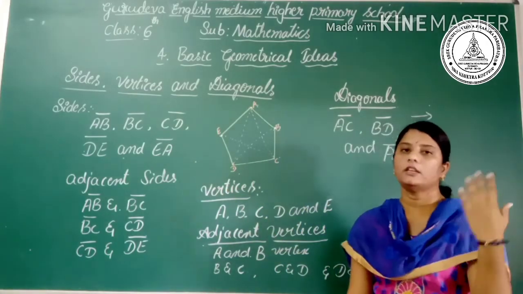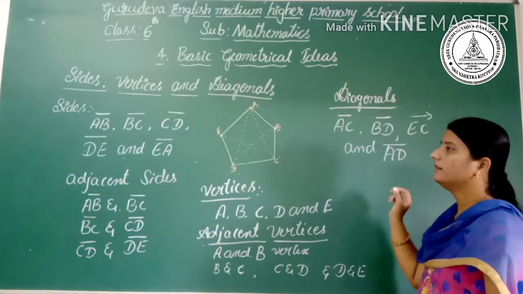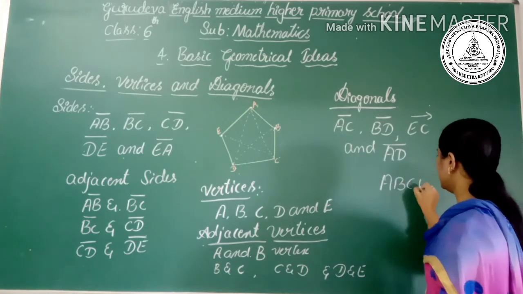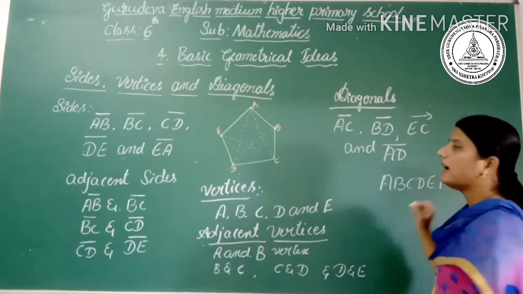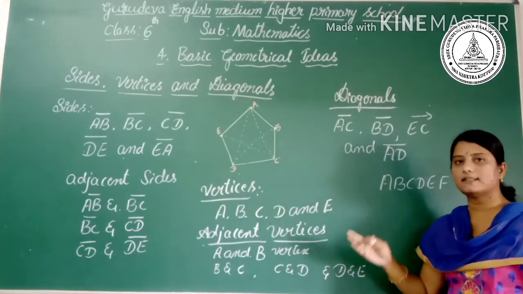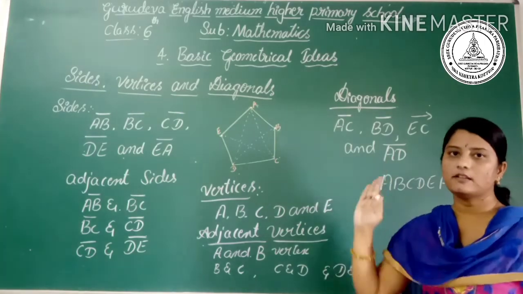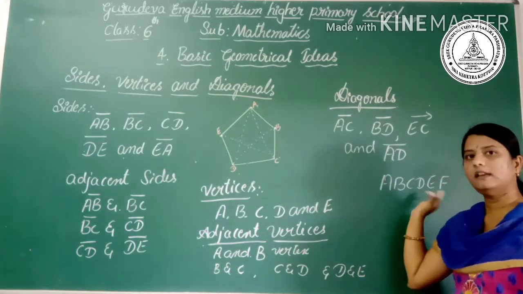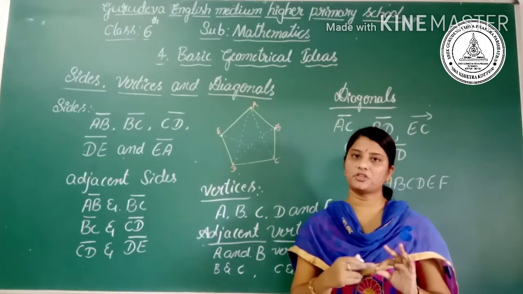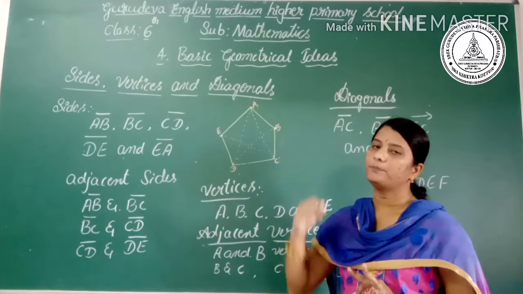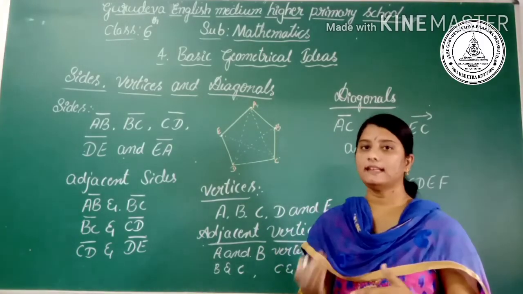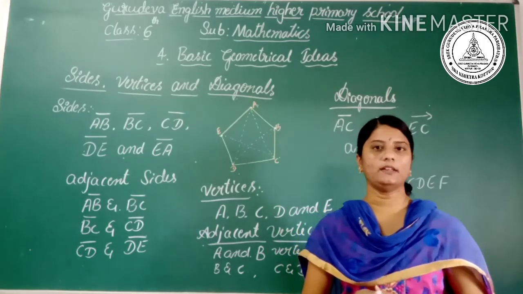Is it clear? You can draw a polygon having 6 sides and name it ABCDEF, and write the sides, adjacent sides, adjacent vertices and diagonals of the polygon ABCDEF. So up to here we have learned the curves, the position of a figure, and polygons, their sides, vertices and diagonals. In the next class we are going to solve exercise 4.2.